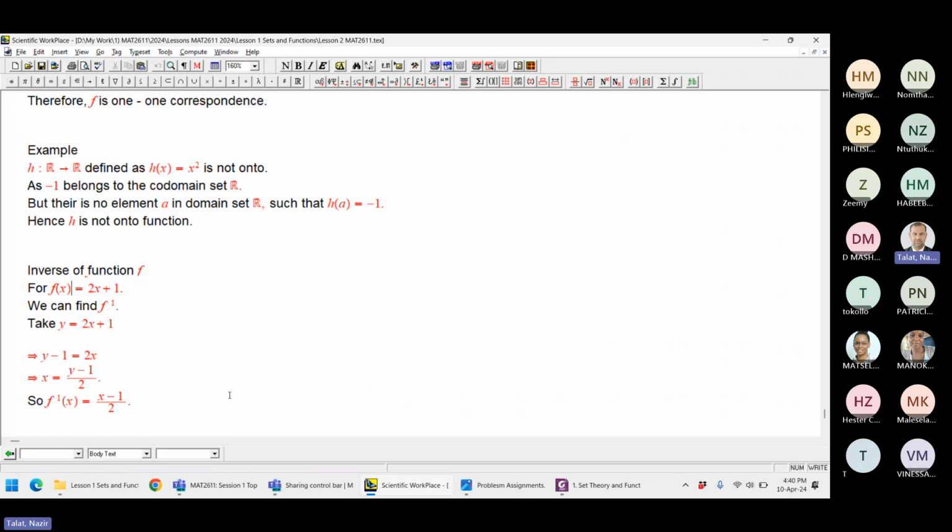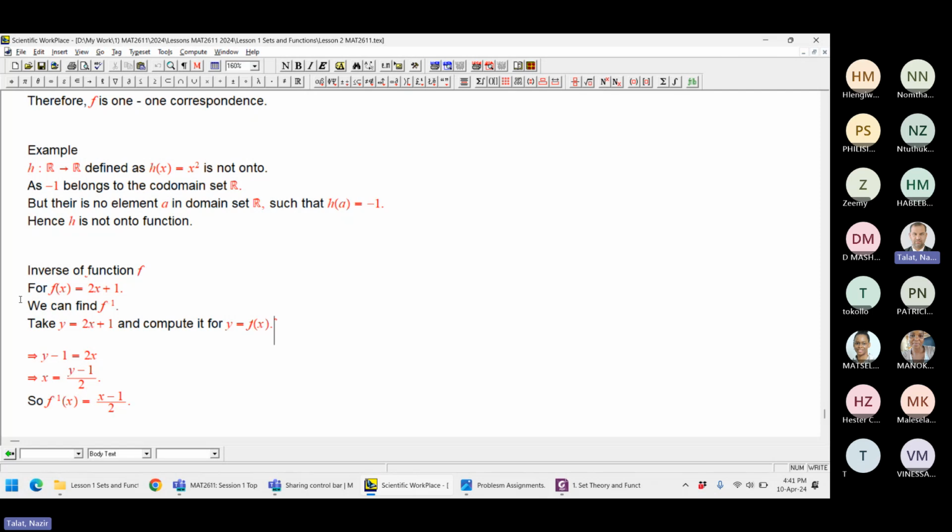For a function, say f of x equal to 2x, we can find f inverse. For example, for this case, just take y is equal to 2x plus 1 and solve this function as x equal to f of y. So if we take y equal to f of x and compute it for y is equal to f of x.